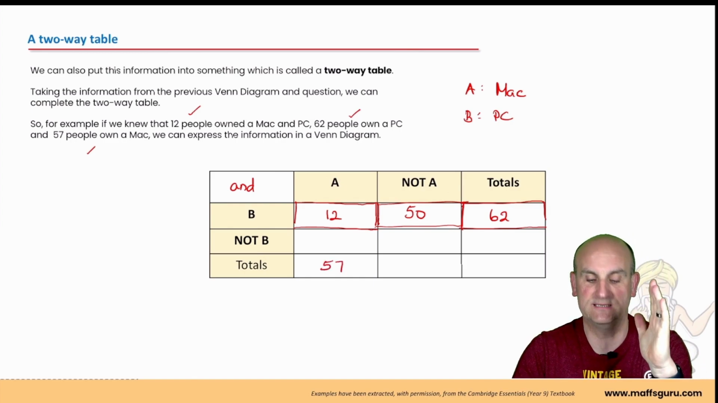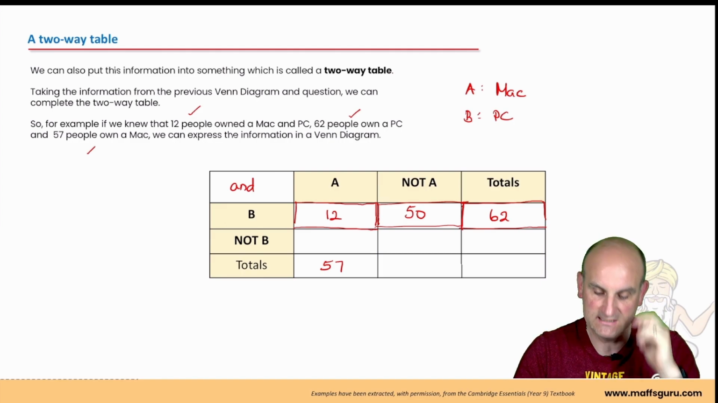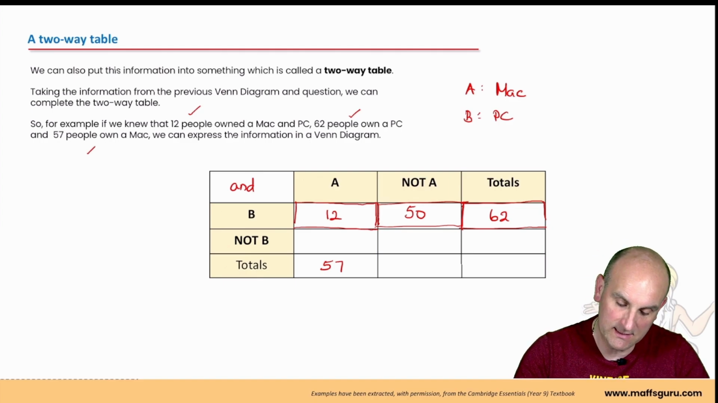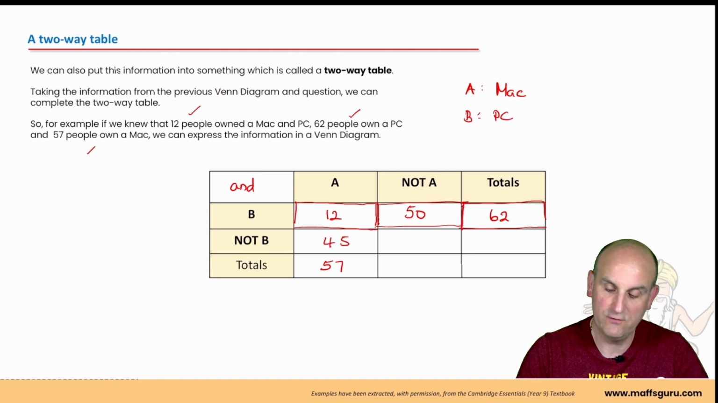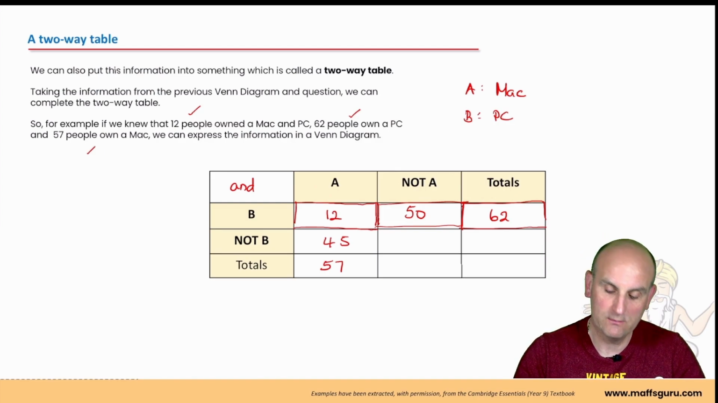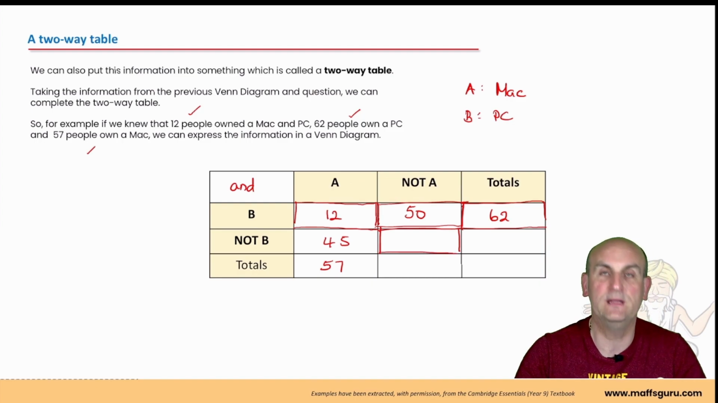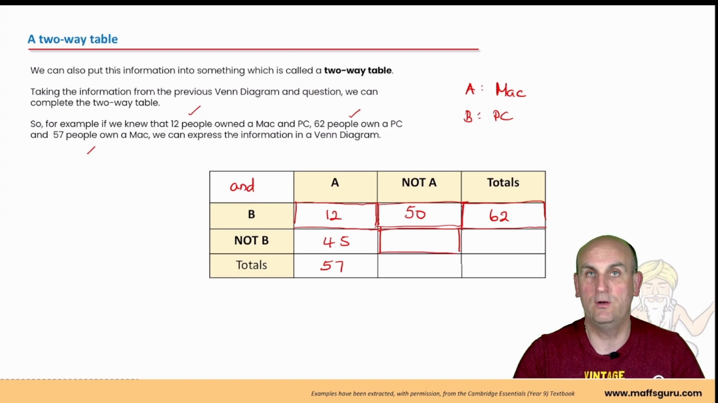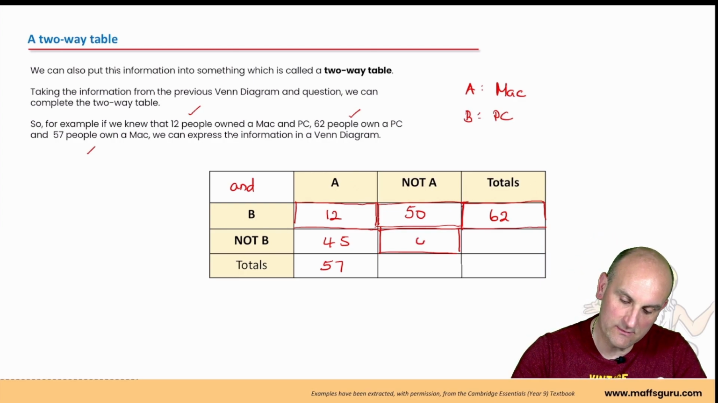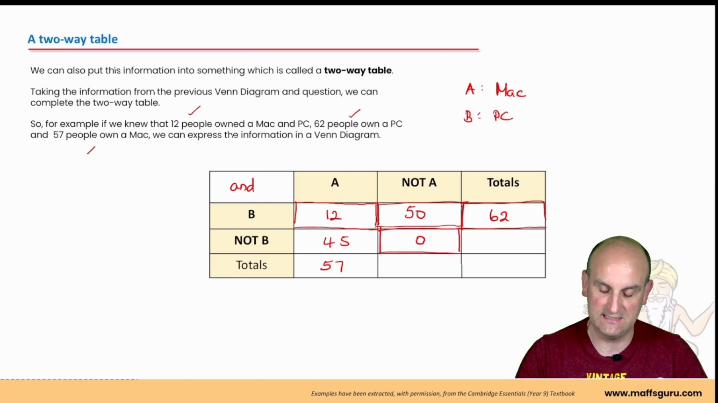Well, the columns must add together. So 12 and whatever must add up to 57. Well, what is that going to be? So that's going to be 45. Ka-ching. Thank you very much. Oh, interestingly, what is this box here that I'm putting a square around? What does that mean? Well, that will be the people who don't own a Mac and don't own a PC. Well, it didn't say anything about that. So actually, I'm going to write that as 0 because it doesn't give me information about anyone who doesn't own a Mac or a PC.